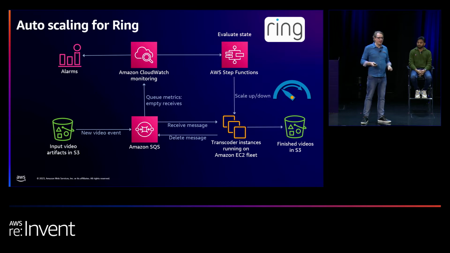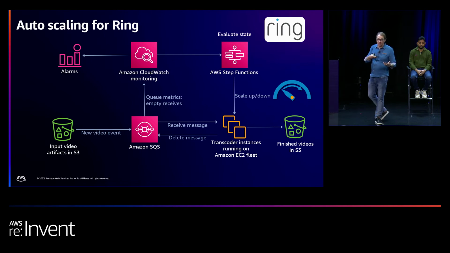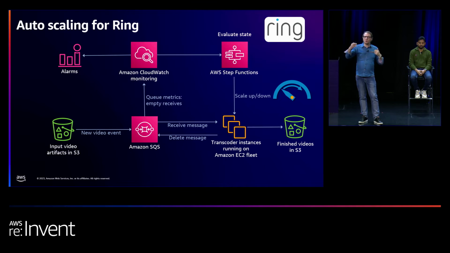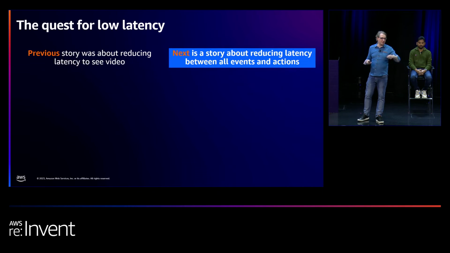So they feed that data into a step function, which is a state machine, where they can take that data plus some other proprietary metrics and decide whether to scale up or scale down to be able to serve that video as quickly as possible. And so that example, the previous example, is about reducing the latency to see video.